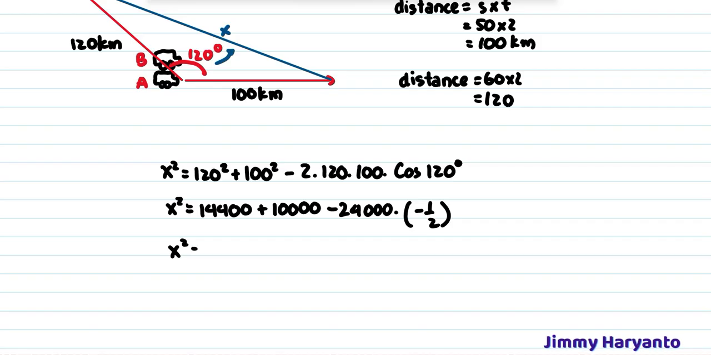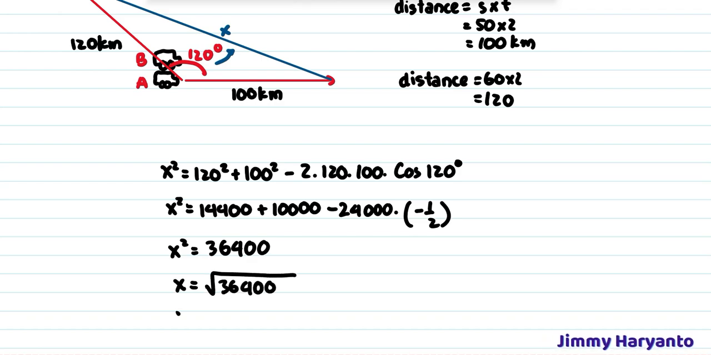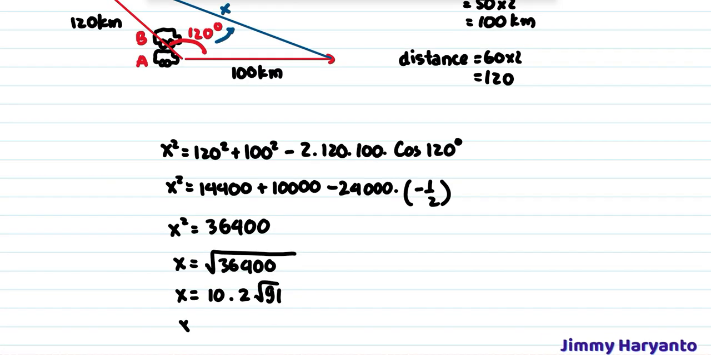Okay, let's calculate this. You have 14400 plus 10,000 plus 12,000, which is 36400. Then you have to square root it. Square root of 100 becomes 10. Square root of 364 is 2 square root of 91. So altogether the result is 20 square root of 91.